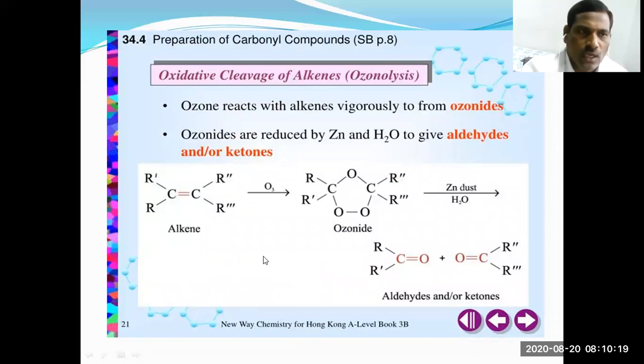Also, by oxidative cleavage of alkenes in the ozonolysis reaction, we can prepare carbonyl compounds. Ozone reacts with alkenes vigorously to form ozonides. These ozonides are reduced by zinc and water to give carbonyl compounds, aldehydes or ketones. So this is the alkene. Addition with ozone gives the ozonide. Reduction takes place and carbonyl compounds are formed.